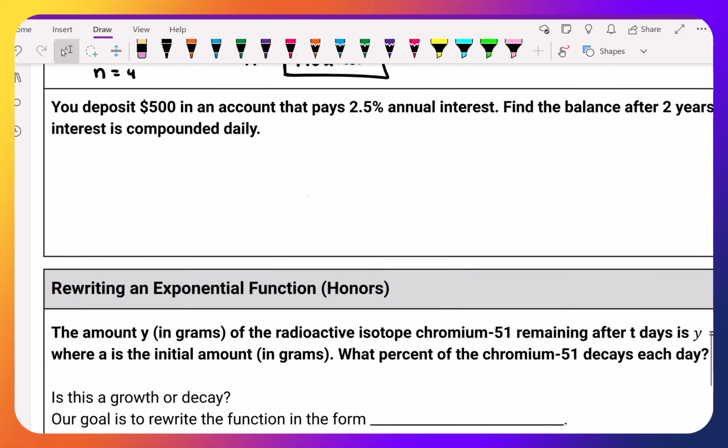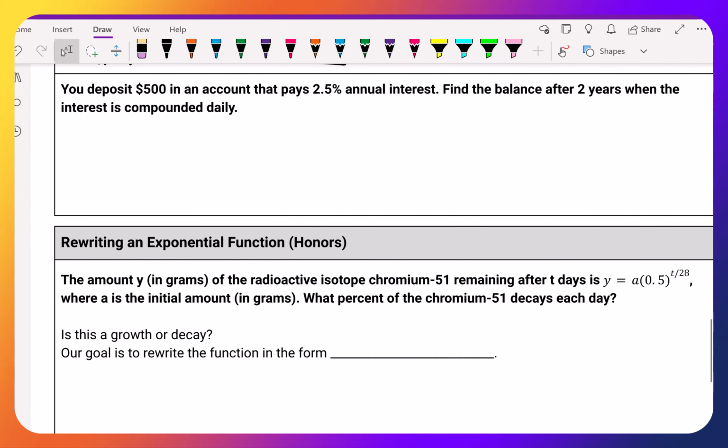Okay, the second question is something that you definitely want to try to work on your own. It's very much like the last one. So go ahead and pause the video, write it down, fill out all of your stuff, and put it in your calculator, and then check your answer with my work.